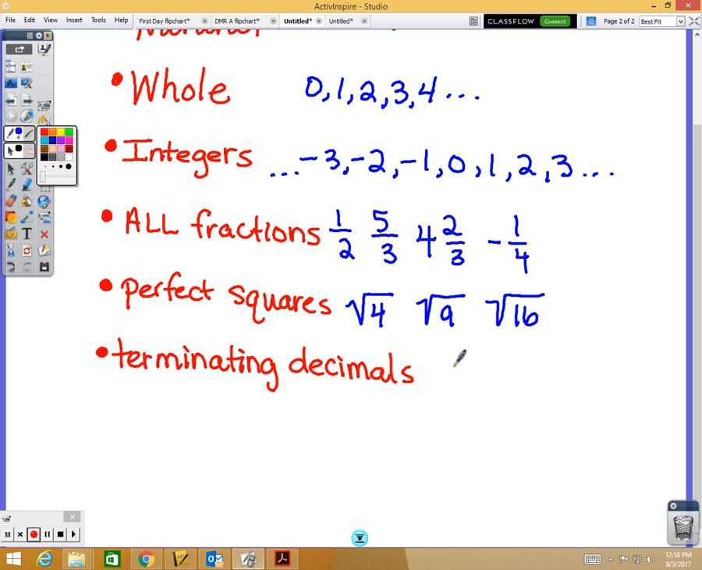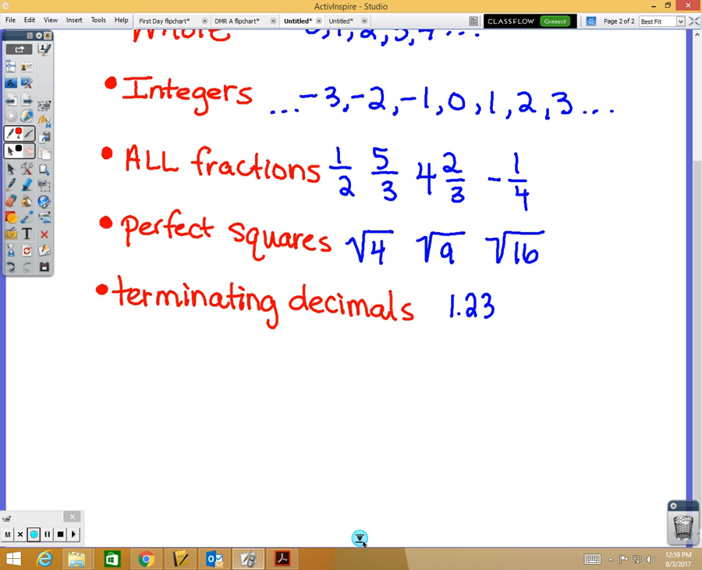Almost. So 1.23 would be an example of a terminating decimal because there's nothing after that 3. It stops. Okay, it terminates. And the other type of decimal was called a repeating decimal. Repeating decimal.